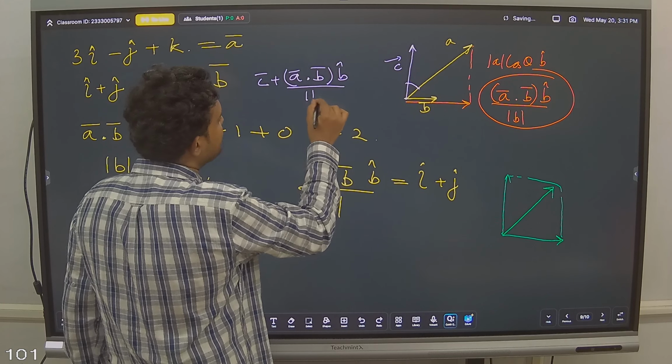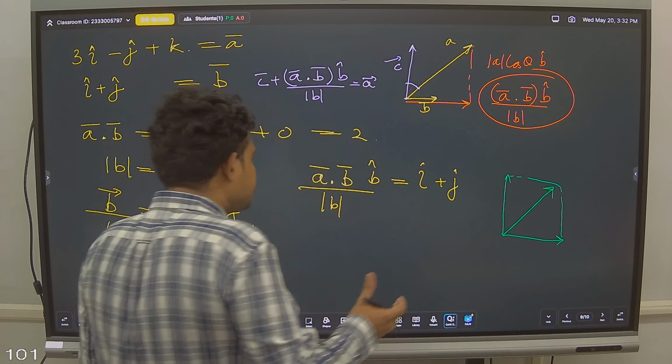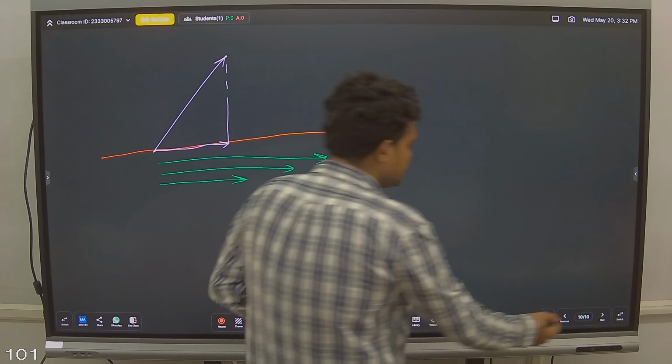Yeah, this is why I said it's getting heavy now, so you have to pay attention. We are still in dot product territory, so pay attention. I will start from the beginning. When you resolve a vector, it is like splitting the vector into two vectors which when added give the original vector, right?